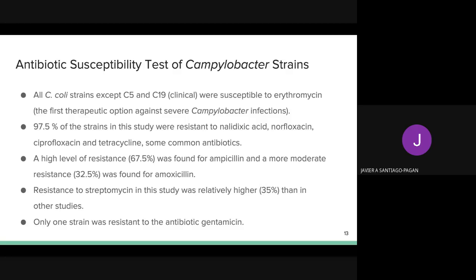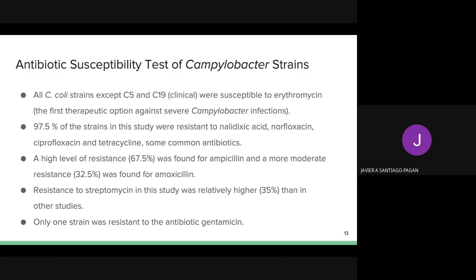And the antibiotic susceptibility test on the Campylobacter strains. All C. coli strains except C5 and C19, as shown before, these 2 clinical strains were susceptible to erythromycin, that is the first therapeutic option against severe Campylobacter infection. So that's a concern to take into consideration.